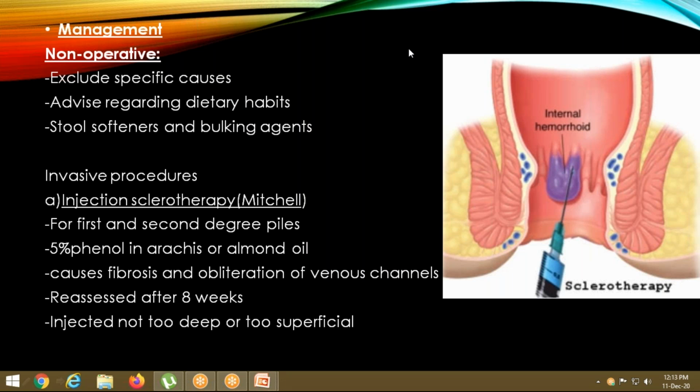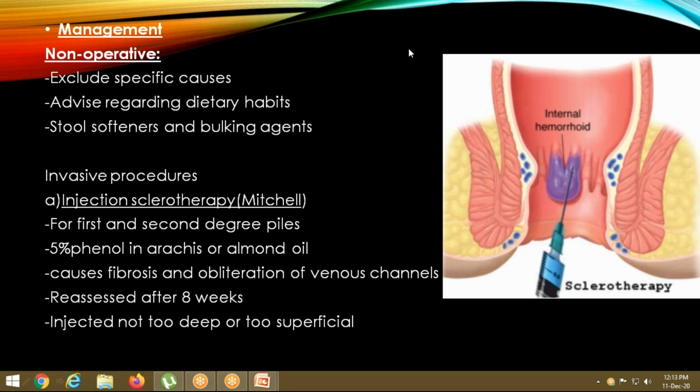Now coming to the non-operative invasive procedures. There are two invasive procedures I would like to tell you about. Number one is injection sclerotherapy, and another is Barron's banding. These are the two invasive procedures. This injection sclerotherapy was developed by Mitchell. It is called Mitchell's injection sclerotherapy.